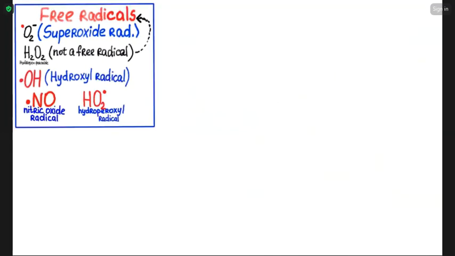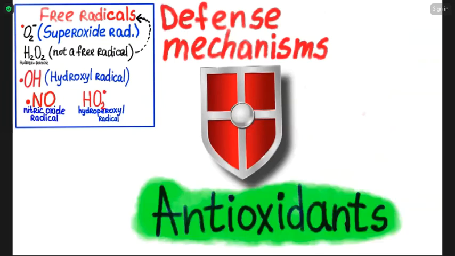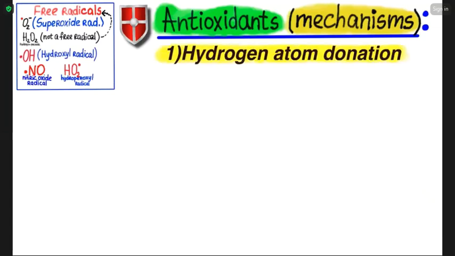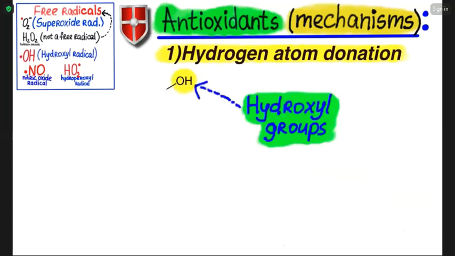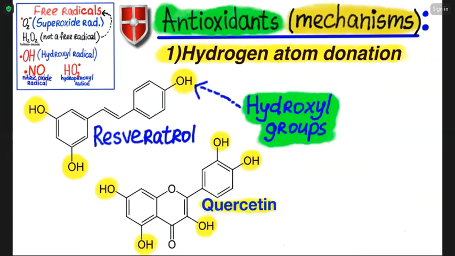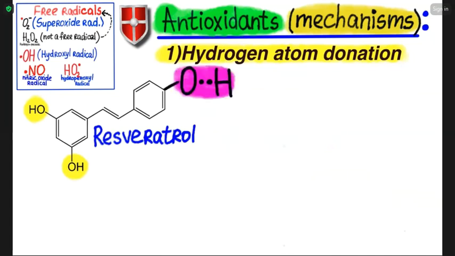To counteract the harmful effects of free radicals, the body has built-in defense mechanisms, such as antioxidants, which neutralize or stabilize free radicals by various mechanisms, which we will discuss. The first mechanism is called hydrogen atom donation. Hydroxyl groups are functional groups commonly found in antioxidants, such as phenolic compounds, for example, resveratrol, quercetin, and tocopherols, for example, vitamin E. Let's take resveratrol as an example.